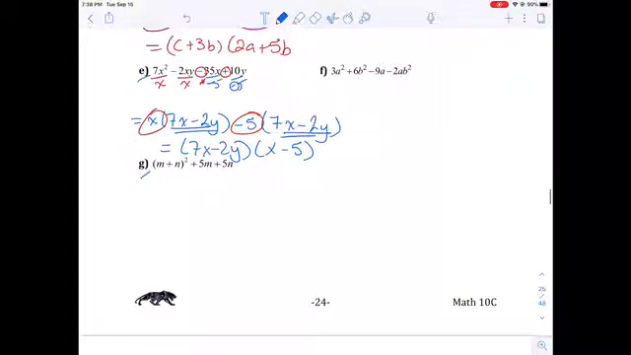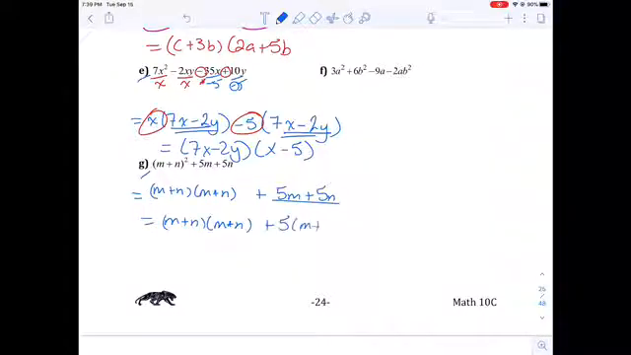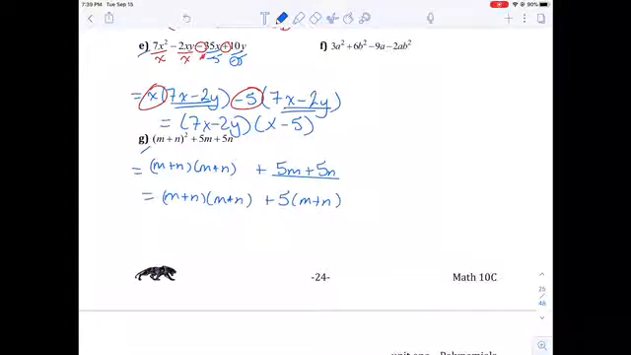Okay, let's look at the next one. There are a couple ways to do this. One thing I can do is rewrite this as m plus n times m plus n plus 5m plus 5n. If I look at these terms over here, I can take out a 5. So I just want to rewrite this as m plus n times m plus n plus 5 times m plus n.